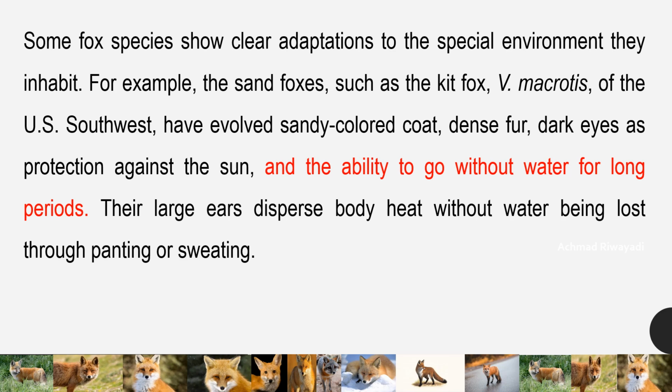This is paragraph 4. Perhatikan bagian kalimat yang berwarna merah. And the ability to go without water for long periods. Dan memiliki kemampuan untuk hidup tanpa air dalam kurun waktu yang lama. Ada kata kunci di sini, yaitu to go without water for long periods. So, it is easy to answer question number 3. Let's be back to question number 3.